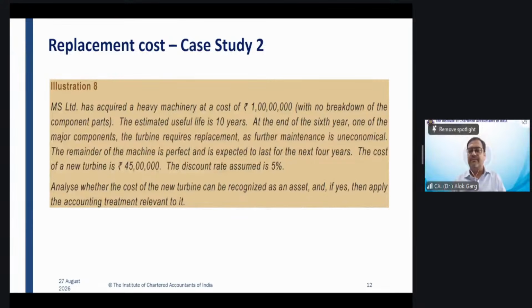Am I audible? Okay. Let's discuss illustration number 8 from the ICAI study material. Very, very important and a good illustration.